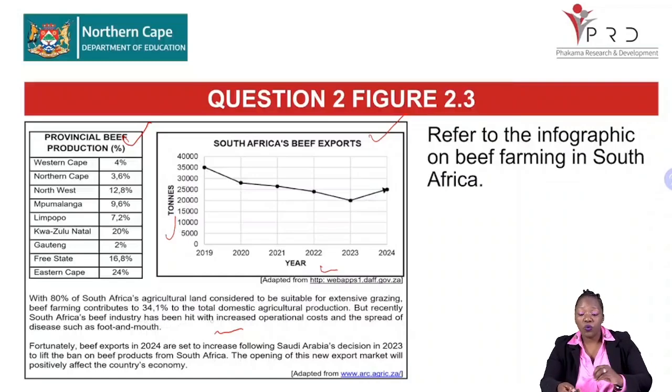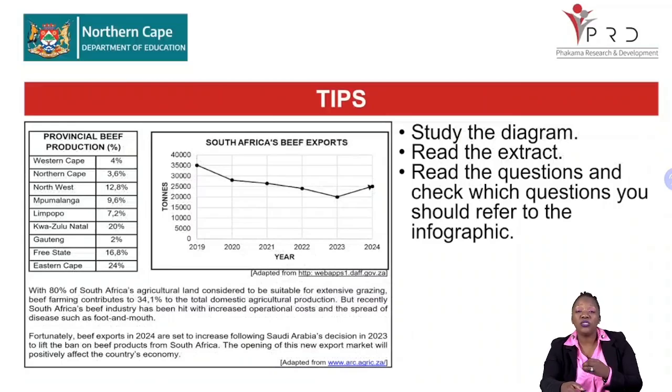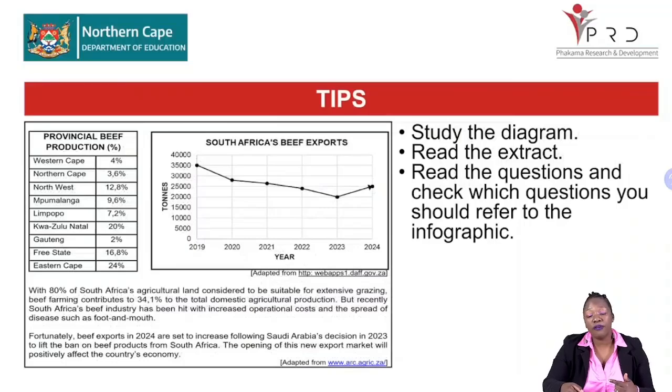So now let us go through the tips. In going through the tips, you need to study the diagram. We have done that thoroughly, so we have looked into the 3 pieces of information that we are given, which is our provincial beef production. We have seen in the graph the tons as well as the years. The graph is based on the beef exports as well as the article. Then now we need to read the questions. So in reading the questions, we need to identify those questions that will say refer to the infographic.